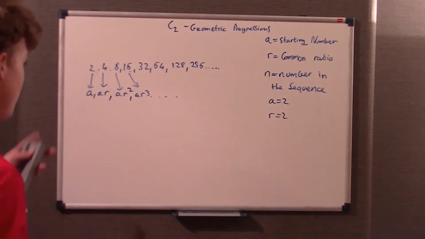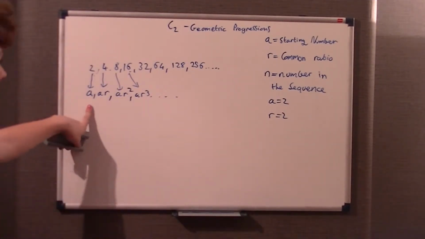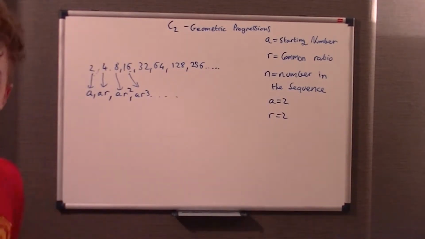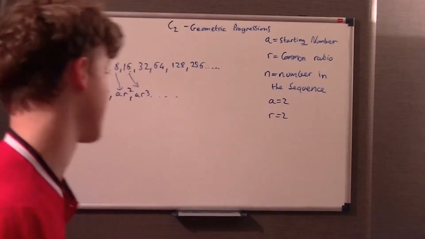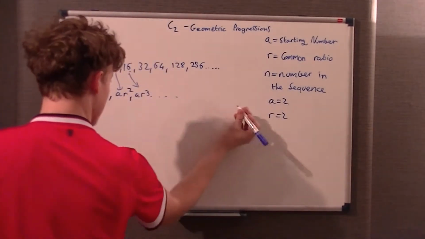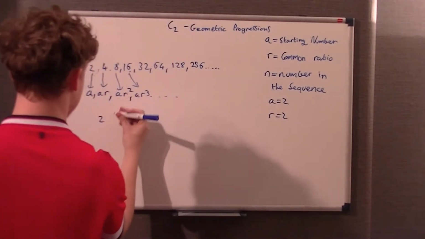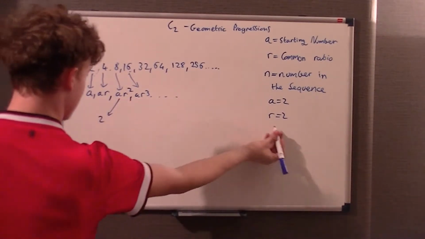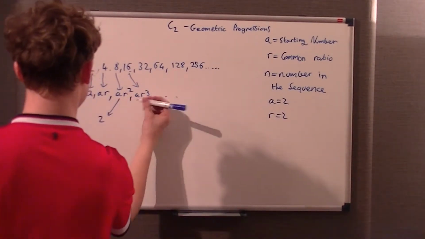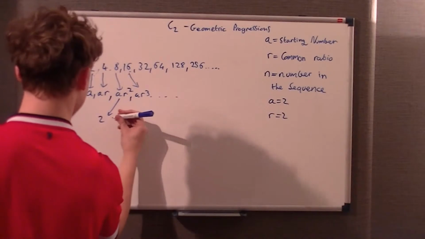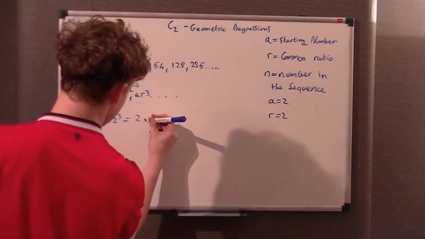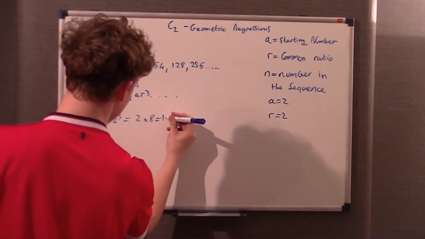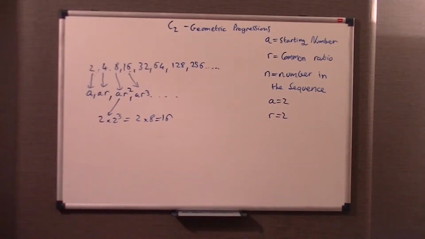Now I've proved that, you can see a formula appearing. Let's check AR cubed to make sure it is 16. So A is 2, times R cubed, which is 2 cubed, so 2 times 2 cubed is equal to 2 times 8, which is 16. Hopefully that's proved it to you. Just make sure you can see that.